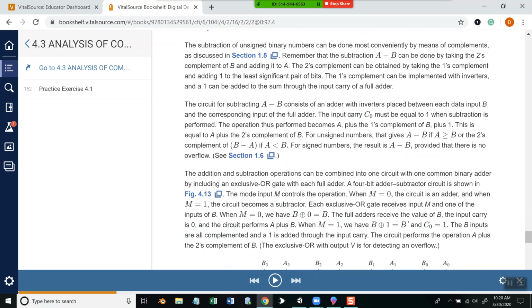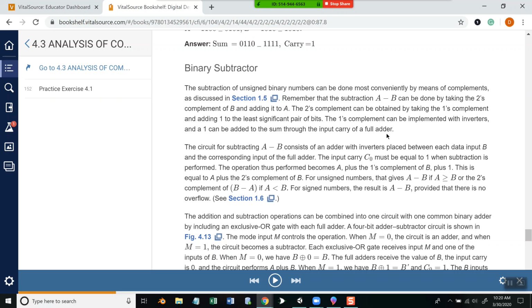Binary subtractor. Subtraction of unsigned binary numbers can be done most conveniently by means of complements. We looked at that before. Remember, the subtraction A minus B can be done by taking the 2's complement of B and adding it to A. So we rewrite our subtraction as addition using the 2's complement. The 2's complement can be obtained by taking the 1's complement and adding 1 to the least significant pair of bits.